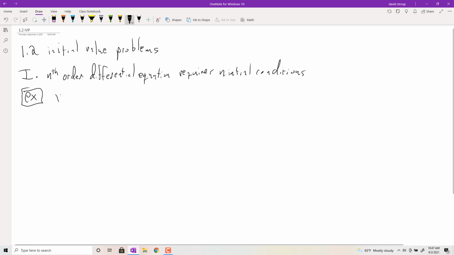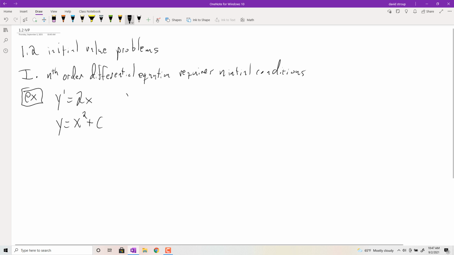So for example, we're given y prime equals 2x. The solution to that is y equals x squared plus c. You can just integrate that. And so that's a general solution. If you want a particular solution for this first order differential equation, you need one initial condition.